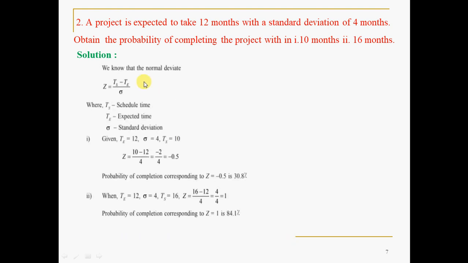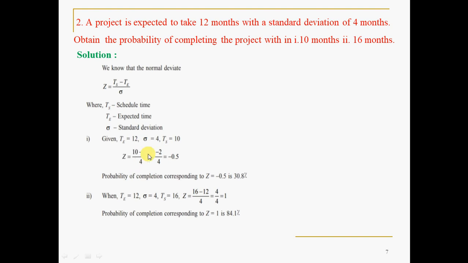Now, we know that the equation for the normal deviate is Ts minus Te divided by sigma, where TS is the schedule time, TE the expected time, and sigma the standard deviation. Case 1: TE is 12, that is fixed for both the cases, that is the expected time of the project. Sigma is also fixed. TS is 10 months, the schedule time. I mean, what is the probability of completing the project in 10 months?